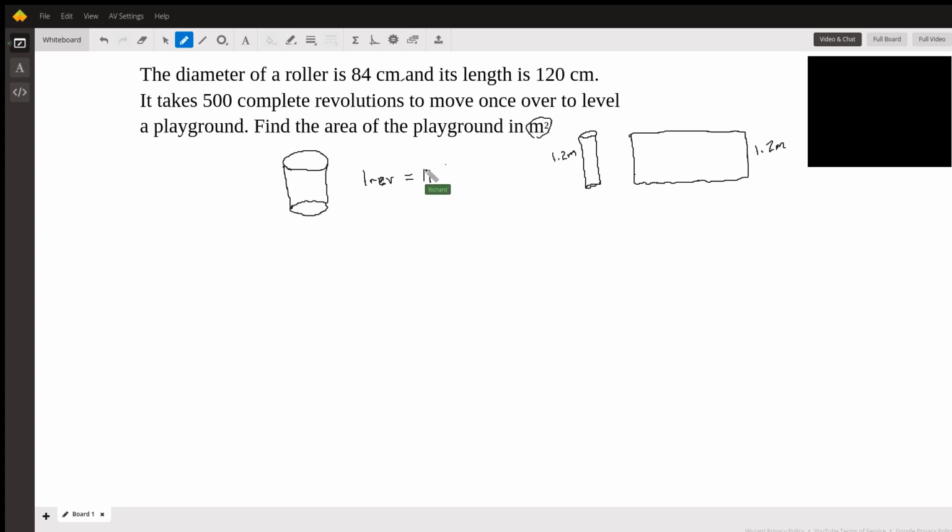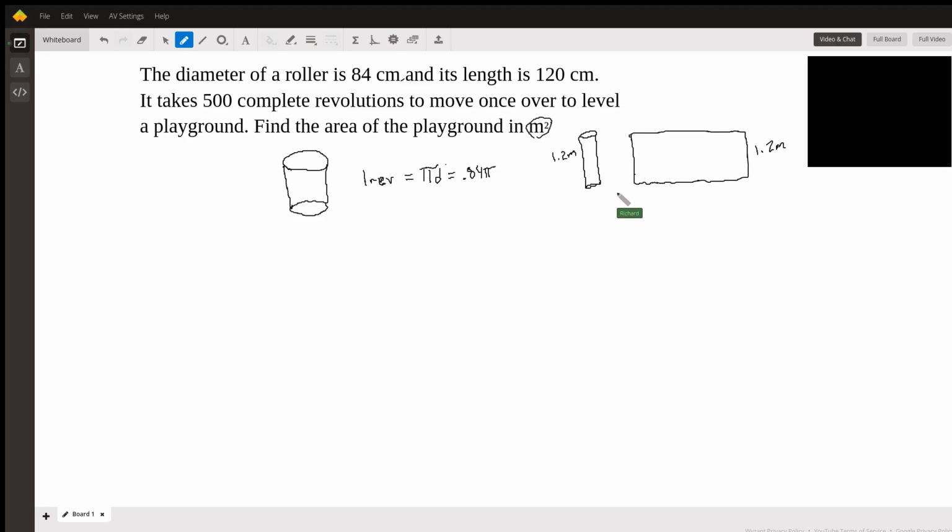We'll use pi d, it's the same thing. And I'm using pi d because we're given the diameter is 84. And once again, I'm going to convert centimeters to meters, so it's 0.84 pi.